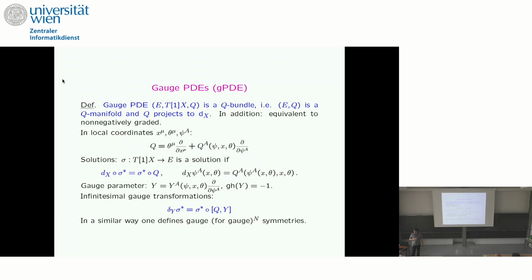Fiber coordinates, so a section is determined by this psi A of x, theta, the coordinate components of a section, and these are the equations of motion in terms of components. But in abstract terms, it's just the condition that sigma star is a morphism of complexes. Yes, exactly. It's a bundle over a graded manifold.